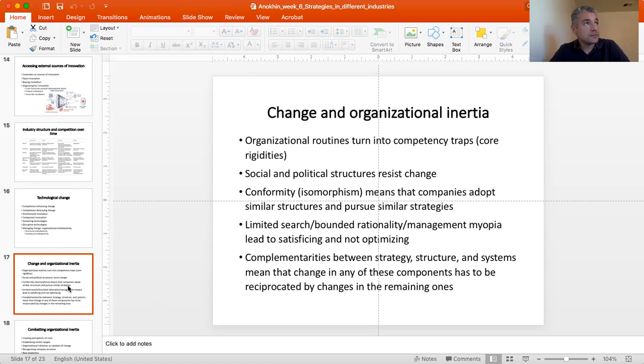And then finally, right, in strategy, we talk about the notion of fit all the time. Fit between strategy, structure, and systems. If one of those elements change, it means that we have to change the remaining two elements with it. You cannot change the strategy without changing the structure. You cannot change the structure and expect that strategy will remain the same. And because there are so many moving parts, change is hard.